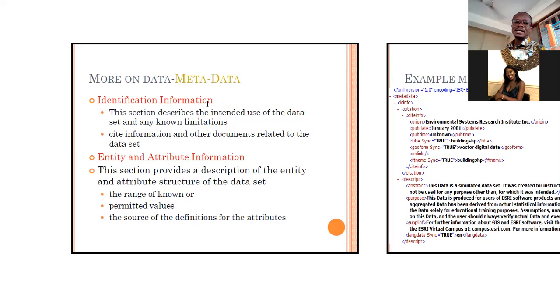So entity and attribute information, let me tell you what it's about. The entity is the object, the attribute is like the property. We can take something like a building. A building becomes the entity, and the attribute of the building will be the height of the building. That's a typical example of entity and attribute. It also says that we need to know the range of known or permitted values that can be stored. So when we talk about the height of a building, if you put 200 kilometers, hello, everybody's going to wonder what is going on here. Therefore, you need to support that data with the source of definitions and attributes.